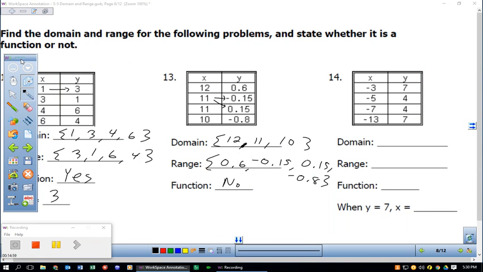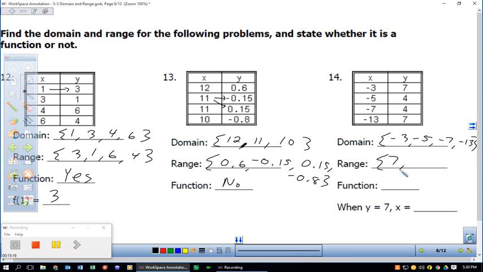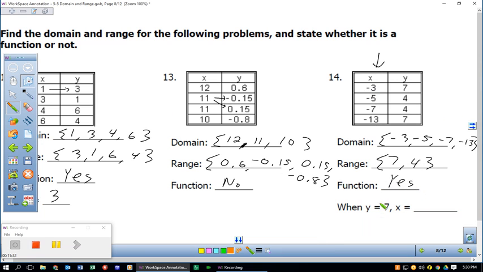Number 14, domain, our list of x's. So we have -3, -5, -7, -13. Our range is our list of y's. That is 7. We've got 7 twice. We have 4 twice. That's it. Do the x's repeat? X's do not repeat. Therefore, this one is a function. Next thing we're asked is when y equals 7, what is x? Well, it's -3, and it's also -13. So x equals -3 or -13.